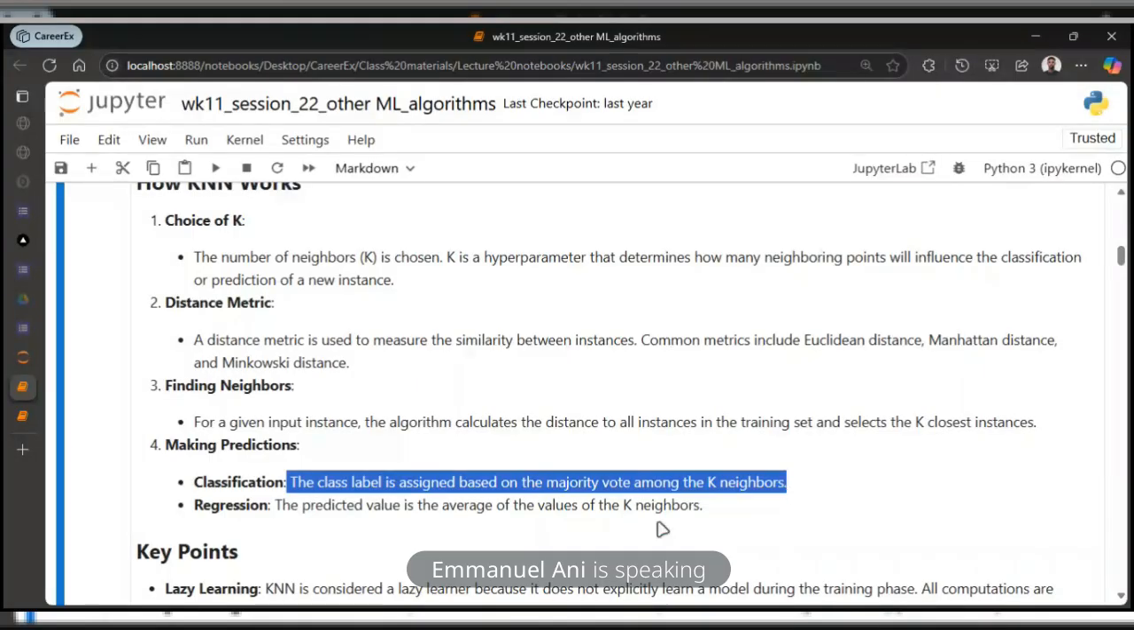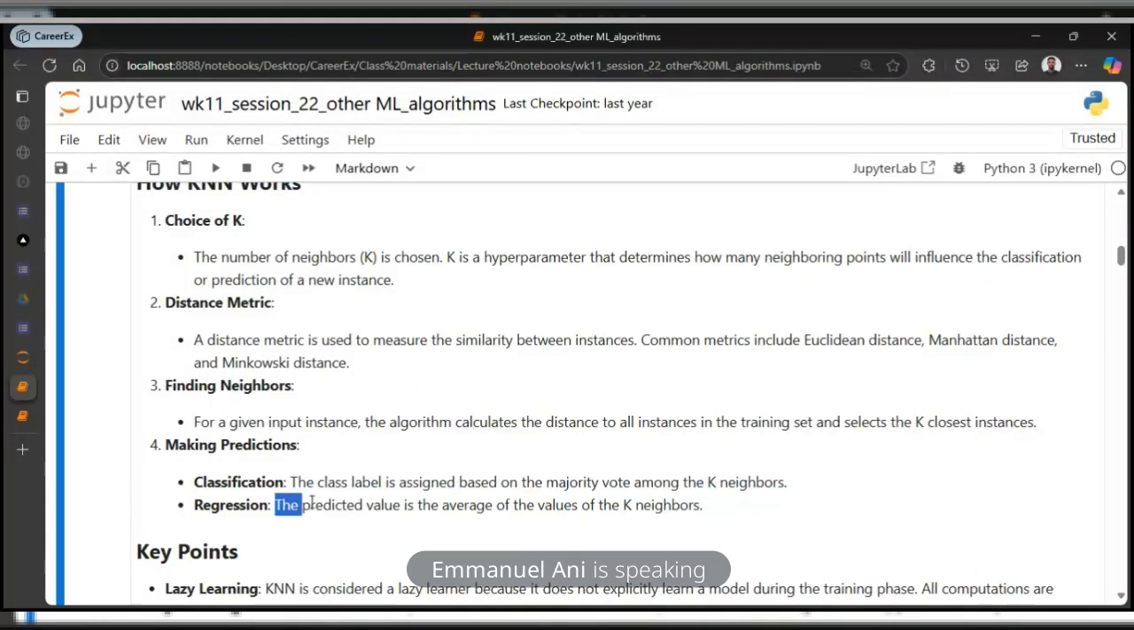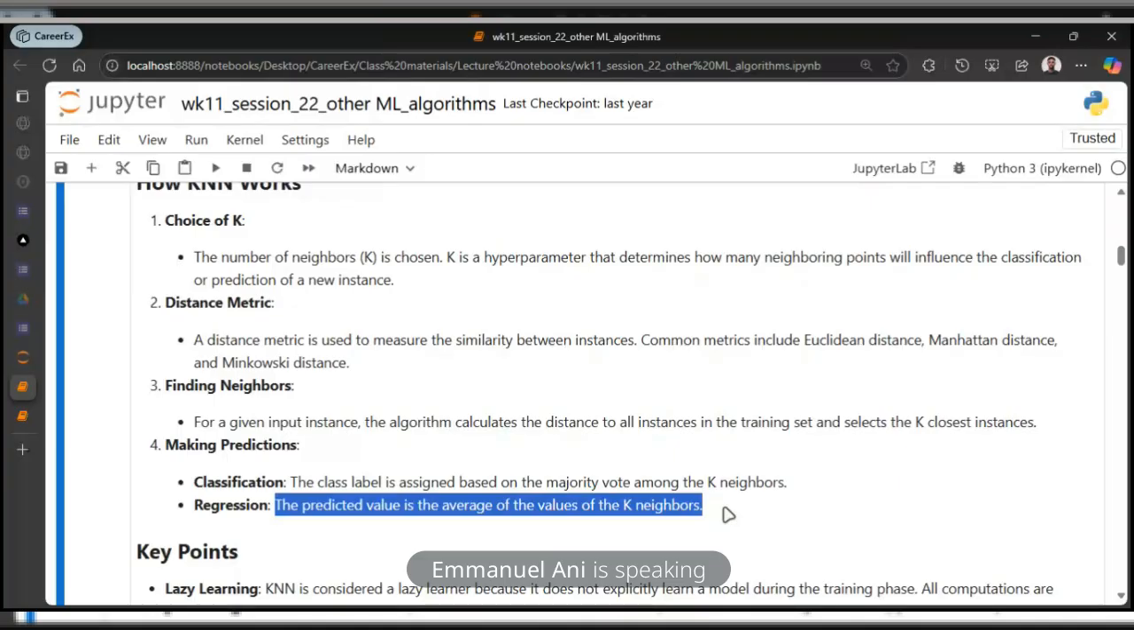For a regression task, remember in regression we are trying to predict a continuous value. So it's usually a numerical variable. For a continuous variable, you still have to select the number of K for the regression task.